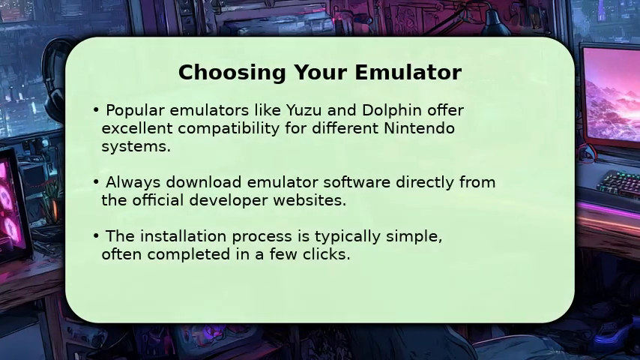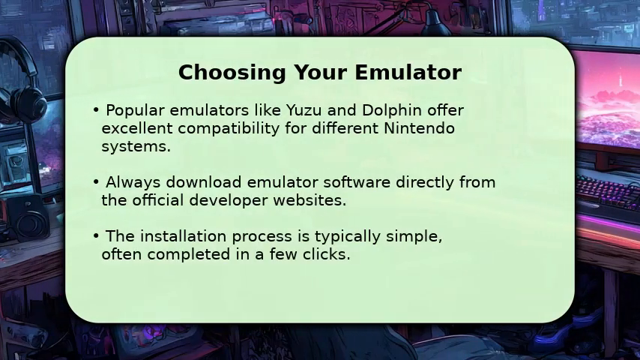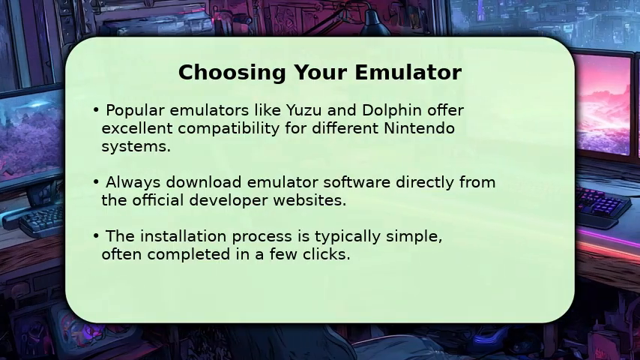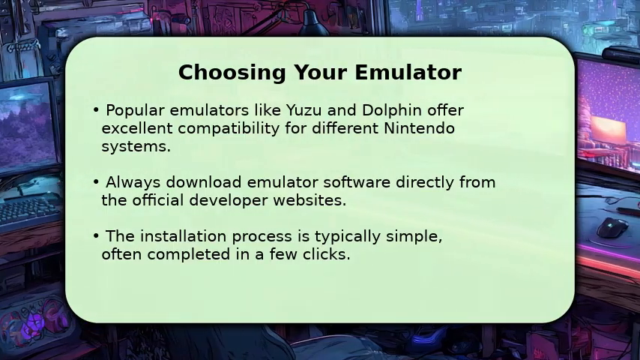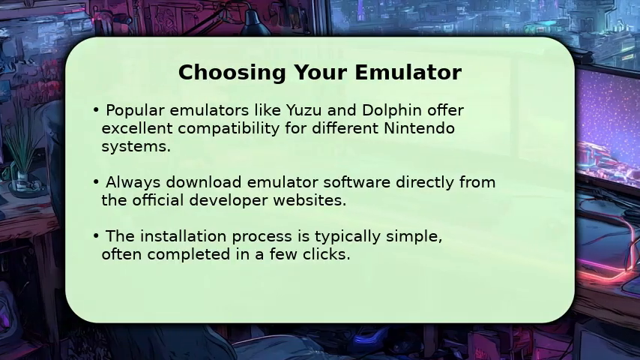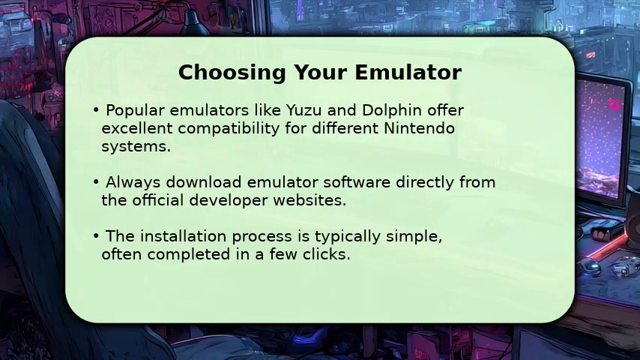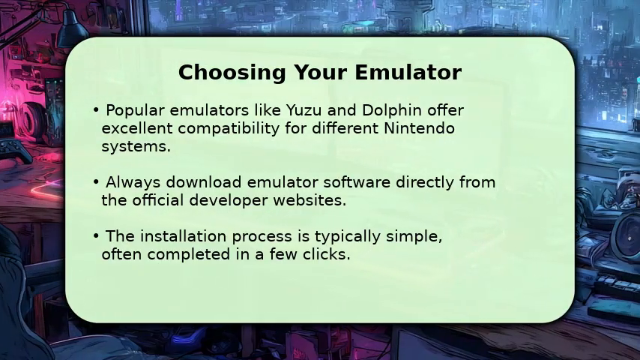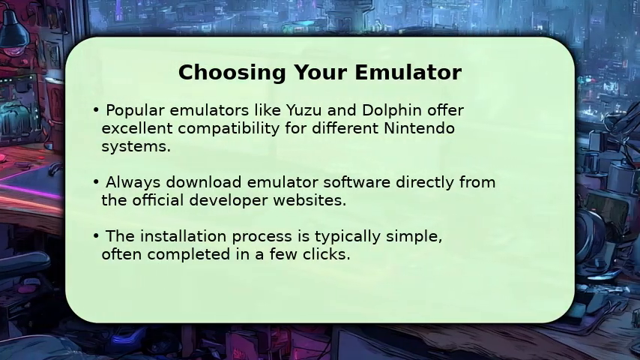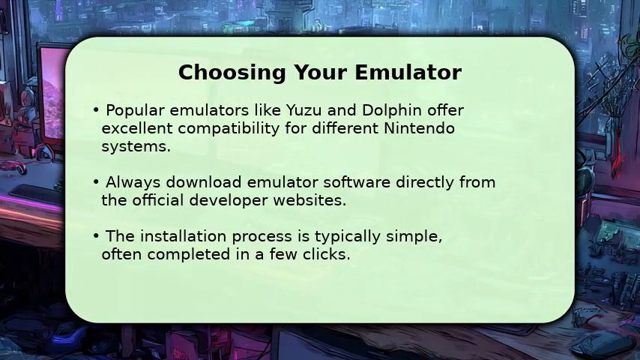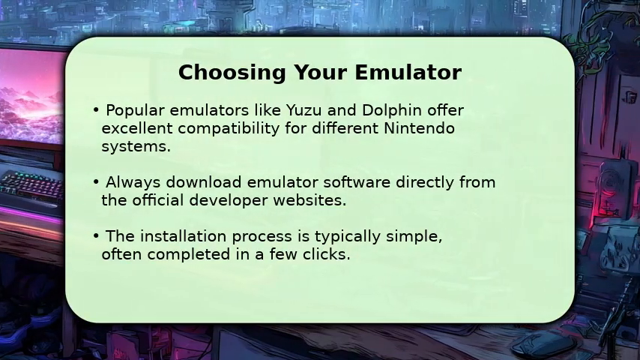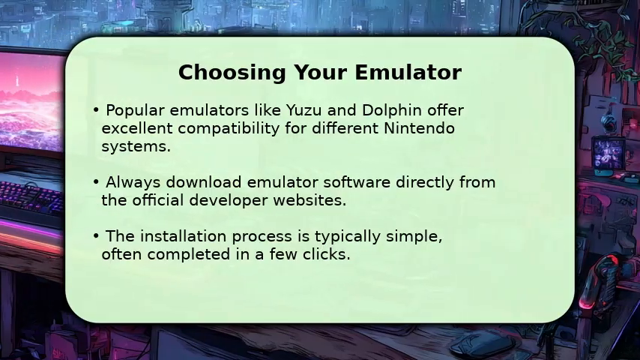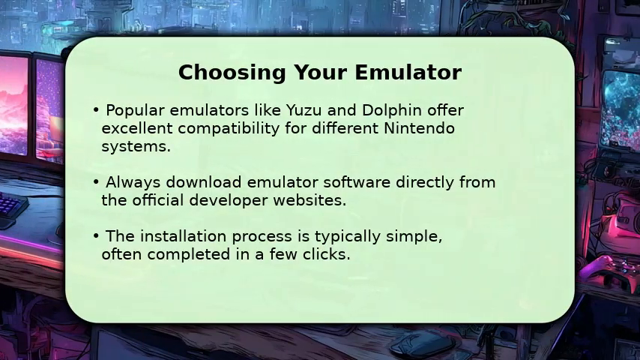Selecting the right emulator is your first step. Popular choices include Yuzu for newer systems and Dolphin for older ones. Visit their official websites to ensure safe downloads, avoiding unofficial sources that might contain harmful software. The installation process usually takes just a few clicks, similar to any other program, and typically finishes in under 5 minutes. Always prioritize security when downloading any new software.